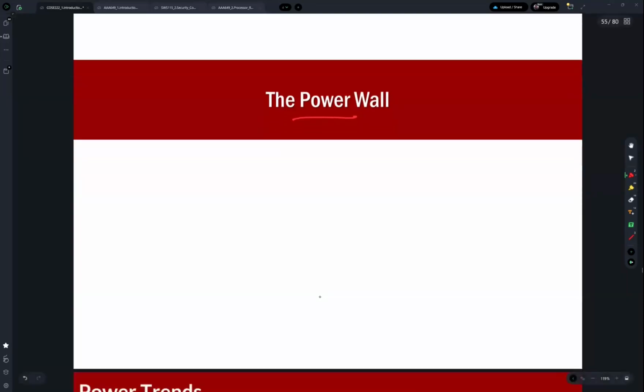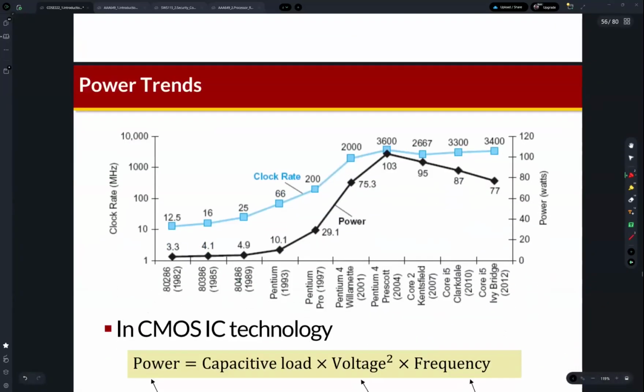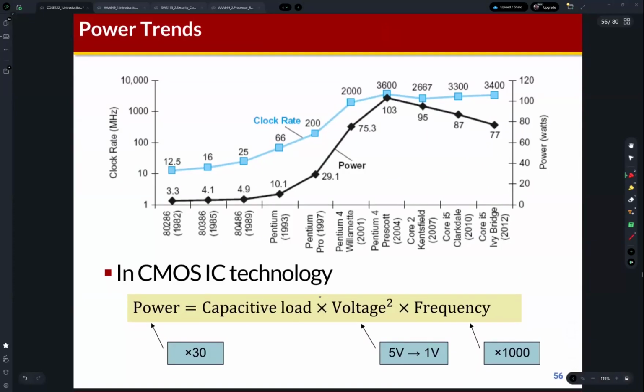So this is called the power wall. It is because the development of a processor is prevented by power consumption. It's a wall, some hurdle, okay? So the advances of the computer system are actually prevented by this power consumption factor. So let's see why. This graph shows the power trend of a CPU.